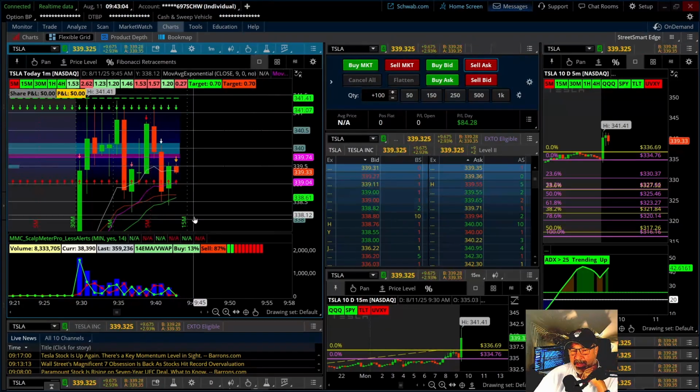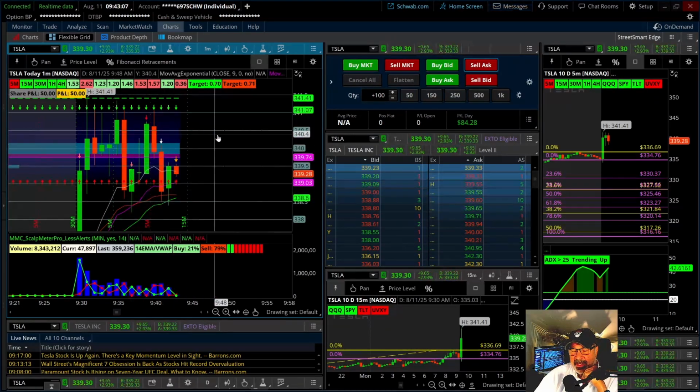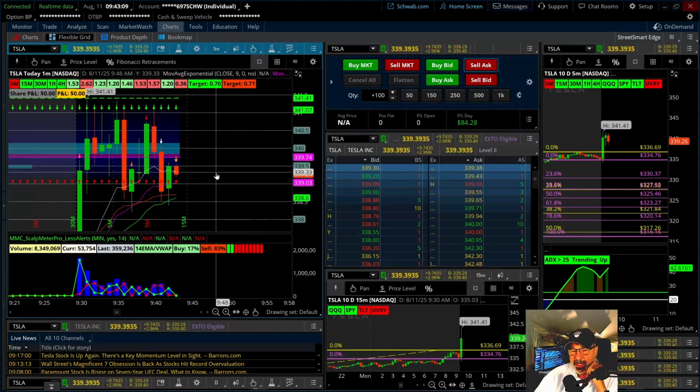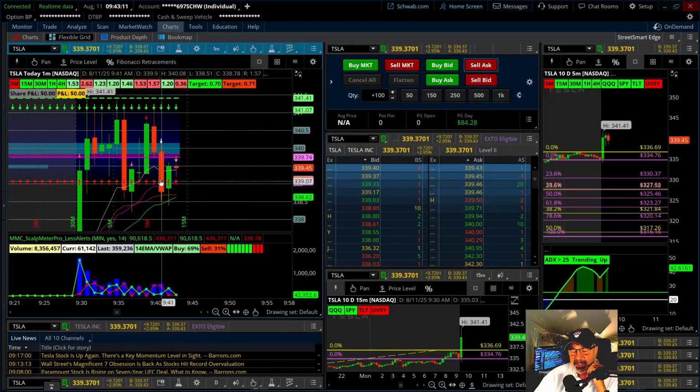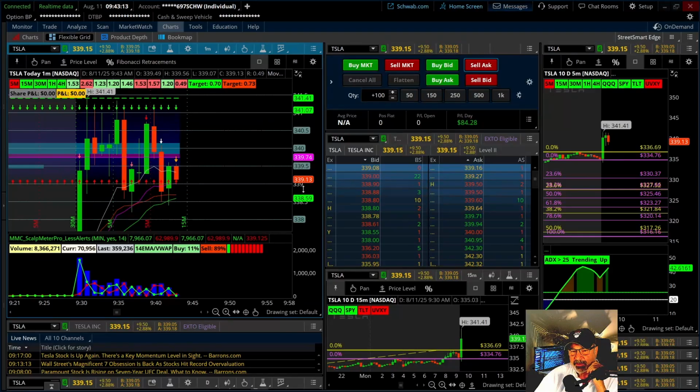But I thought that might fade, but it came right back and gave us that action. It's still getting lower lows now. I mean, it's stair-stepping down right now. So watch out if you go long.